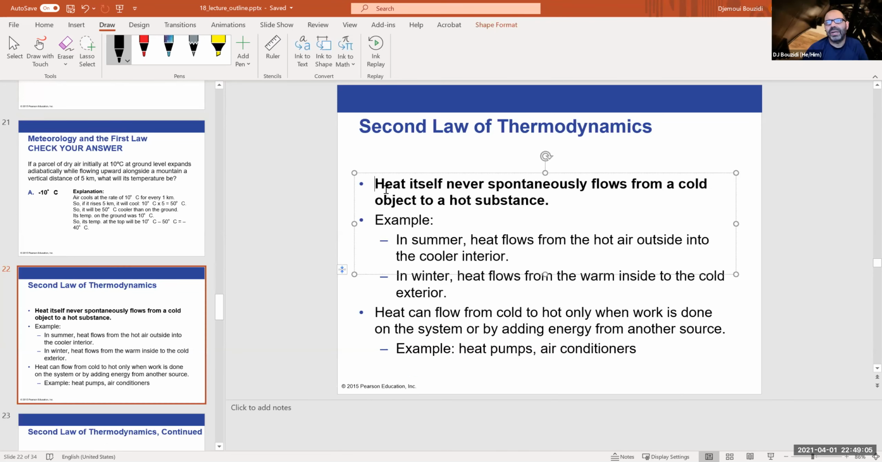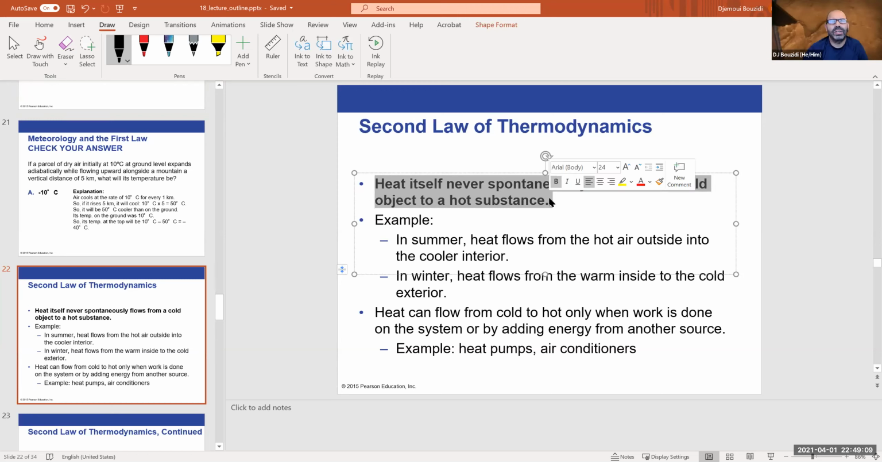So this is the second law of thermodynamics. This is what I want you guys to remember from this chapter, in addition to the first law of thermodynamics: heat itself never spontaneously flows from a cold object to a hot object. I mean, from hot to cold, that's fine. There's no problem with it. But from cold to hot, it's not going to happen on its own.